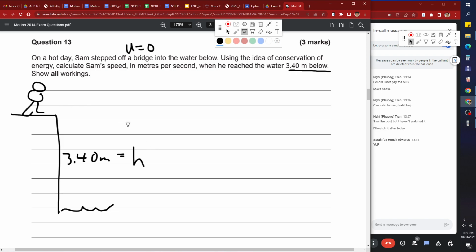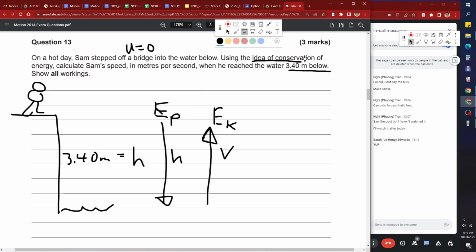As his height goes down, his velocity will go up because he's losing potential energy, EP, and he's gaining kinetic energy. So there's the two types of energy. Conservation of energy means that as potential energy reduces because his height reduces, his kinetic energy increases because the potential energy is changing to kinetic energy. He's going faster, so he's going to have more energy because of that.